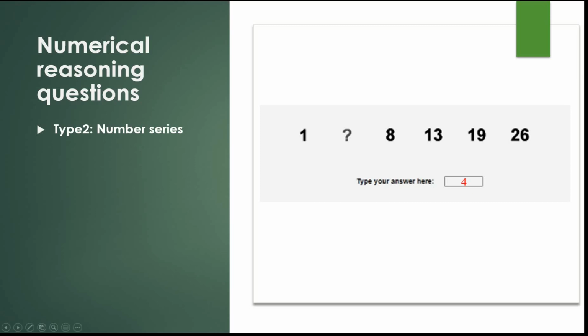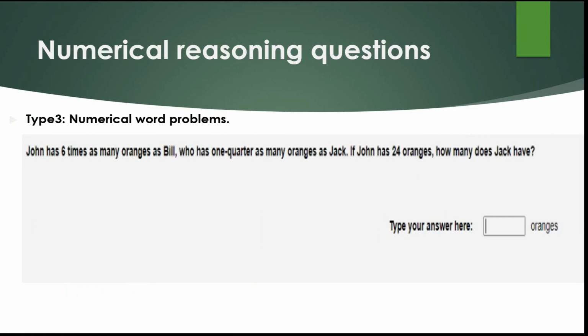Next, let's move to type 3 questions, numerical word problems. John has 6 times as many oranges as Bill, who has 1/4 as many oranges as Jack. If John has 24 oranges, how many does Jack have? There are many ways to solve this kind of problem, but we only have 20 seconds for each problem, so I will show you the easiest way to get answers.